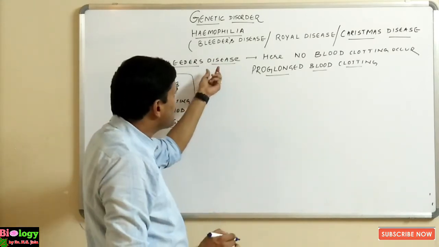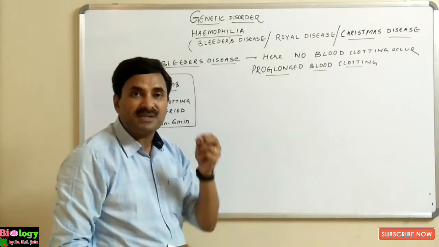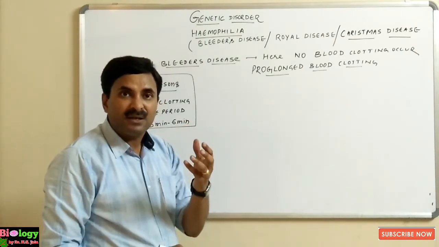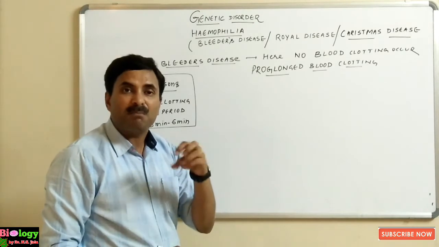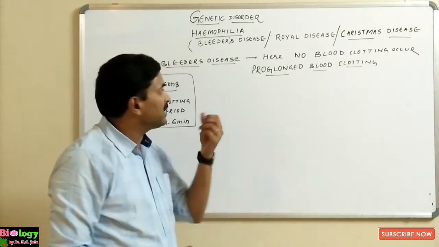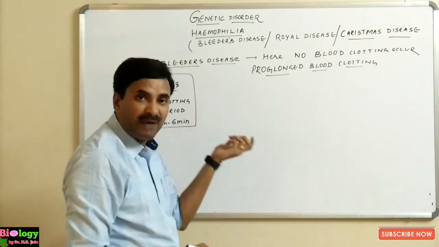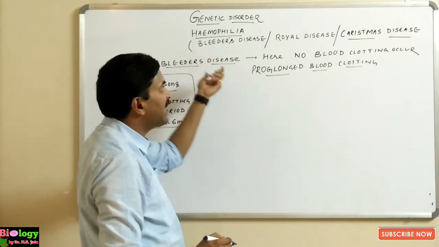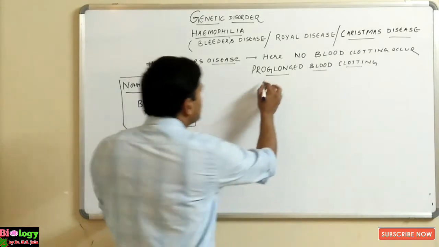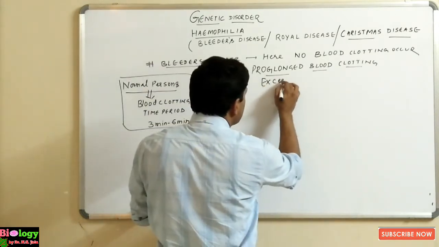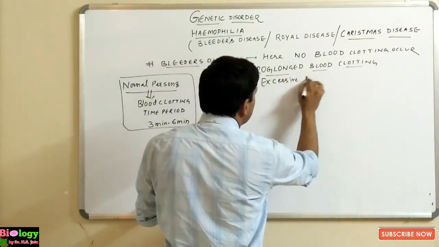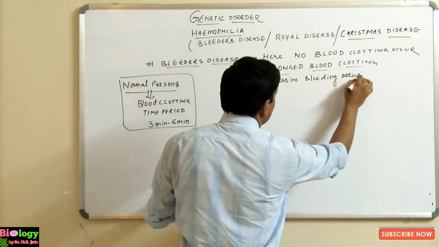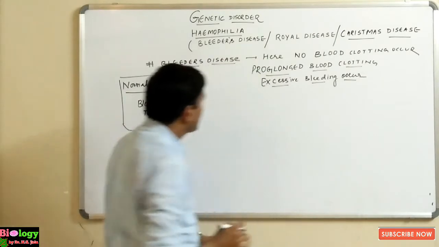Why? Because blood clotting is delayed in these persons who are suffering from hemophilia, because the person is actually lacking some blood clotting factors. In a normal person, blood clotting factors are present, but some important blood clotting factors are absent in the hemophilic patients, and that's why excessive bleeding occurs. Due to this excessive bleeding, sometimes death may also occur.